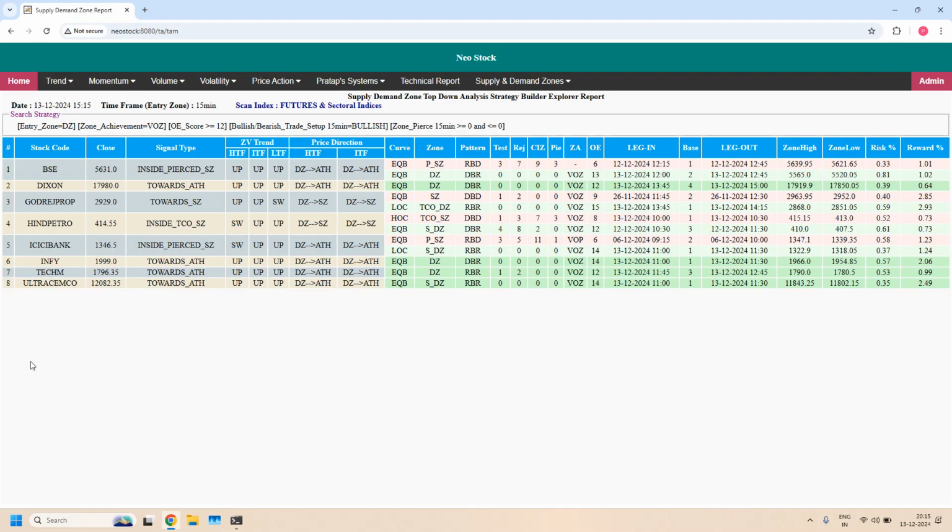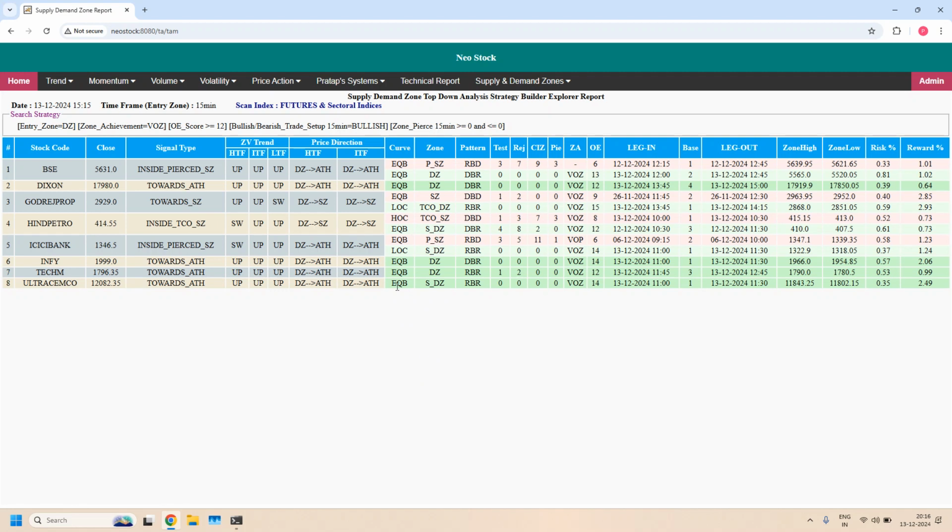We got 8 stocks. These 8 stocks are supporting bullish trade setup for daily income trade. Entry zones are these 15 minute demand zones. All these are 15 minute demand zones.